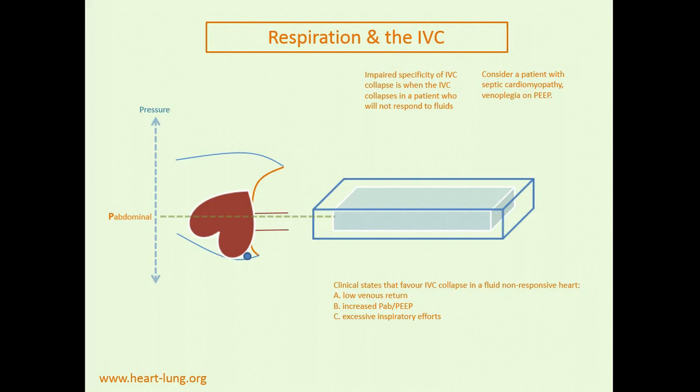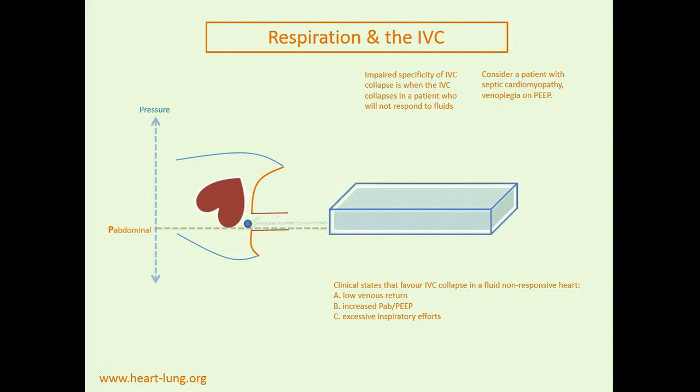So another good situation might be the cirrhotic, right? Cirrhotics are venoplegic, and then they may have ascites and intra-abdominal hypertension, which would tend to collapse the IVC. Obesity would also do it, any cause of intra-abdominal hypertension. And then also, as I've illustrated, excessive inspiratory efforts. If you breathe in very deeply, you can force that IVC to collapse, even if your right atrial pressure is high and the heart is on the flat portion of the Starling curve.